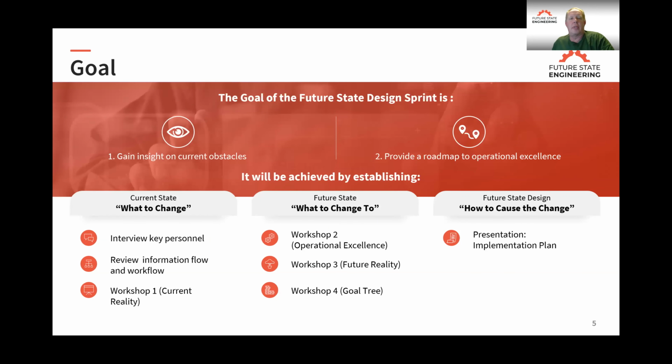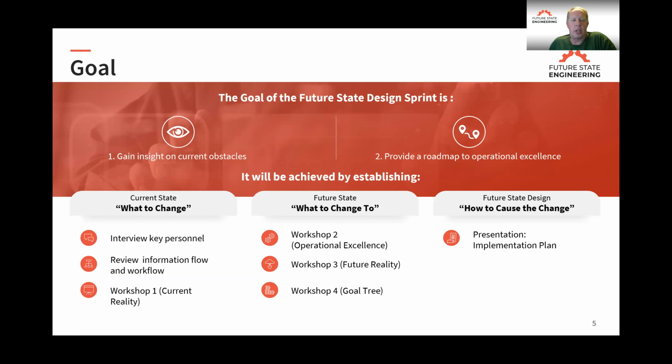The goal of the design sprint is to gain insight on the current obstacles that are preventing the company from establishing breakthrough performance. And then second is providing that roadmap for how to achieve that. And we look at it from three perspectives. One is, what do we change?